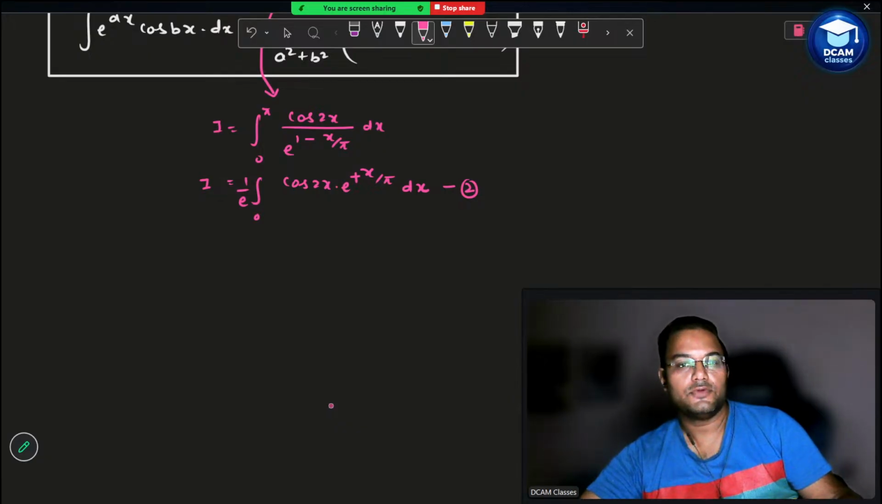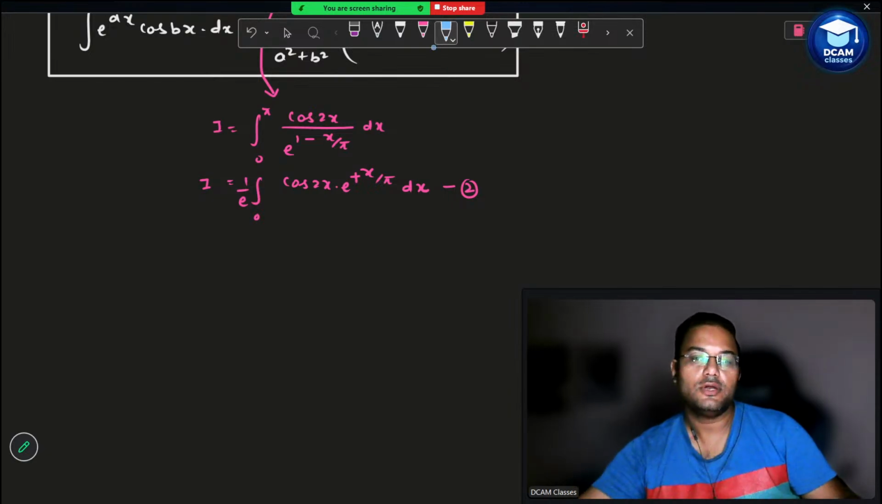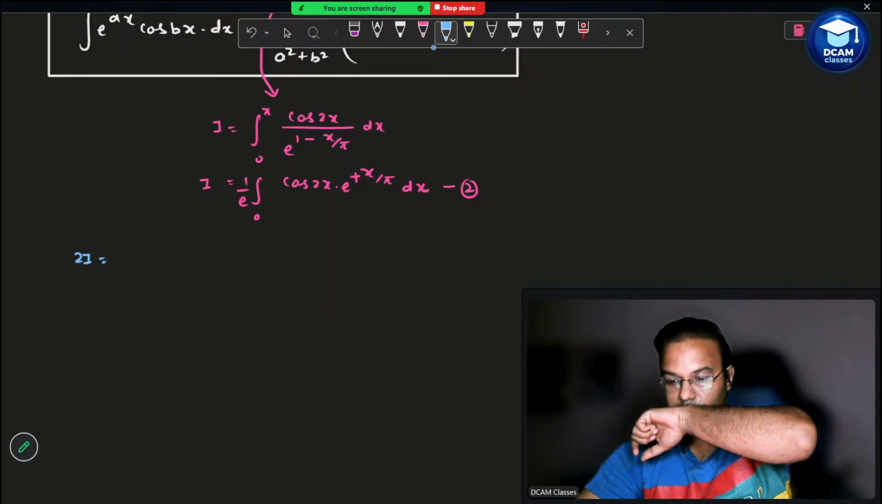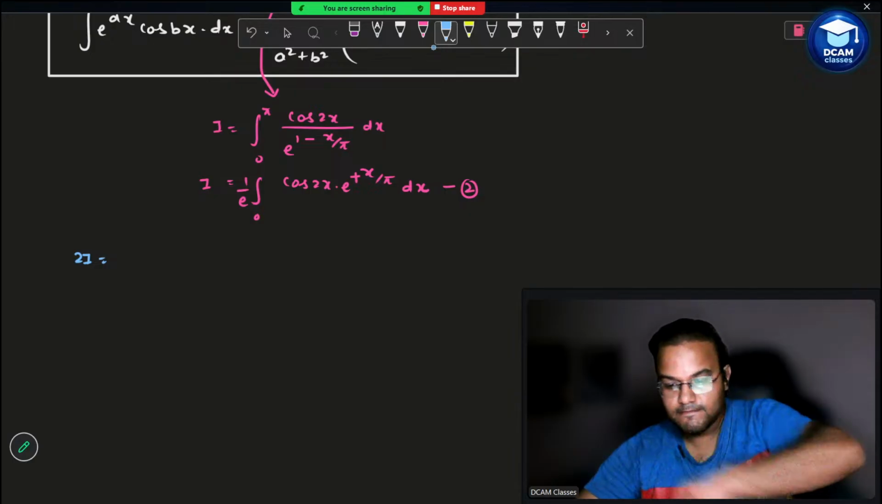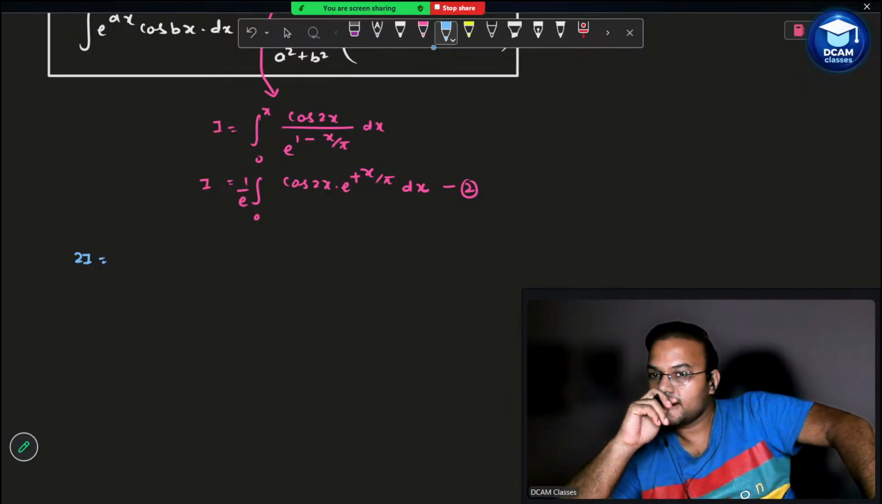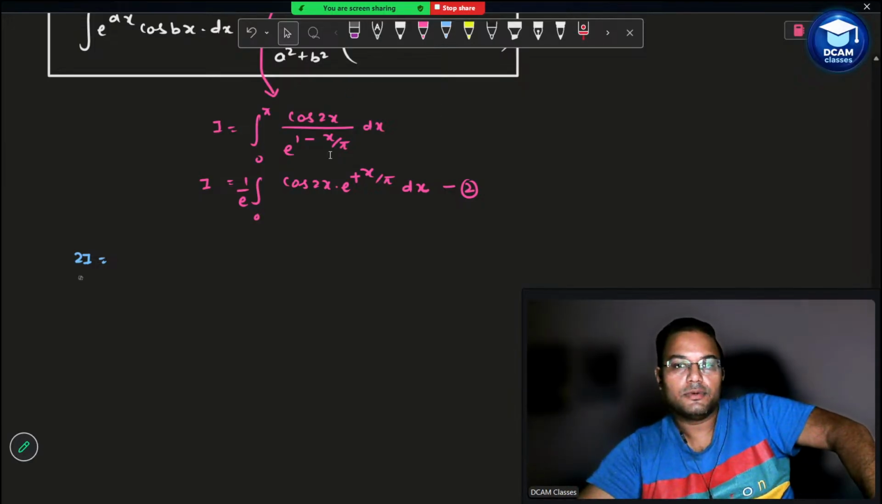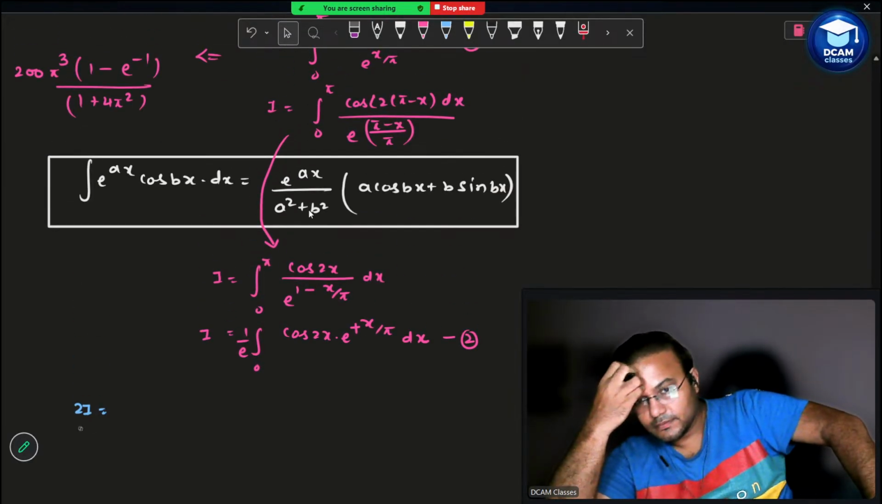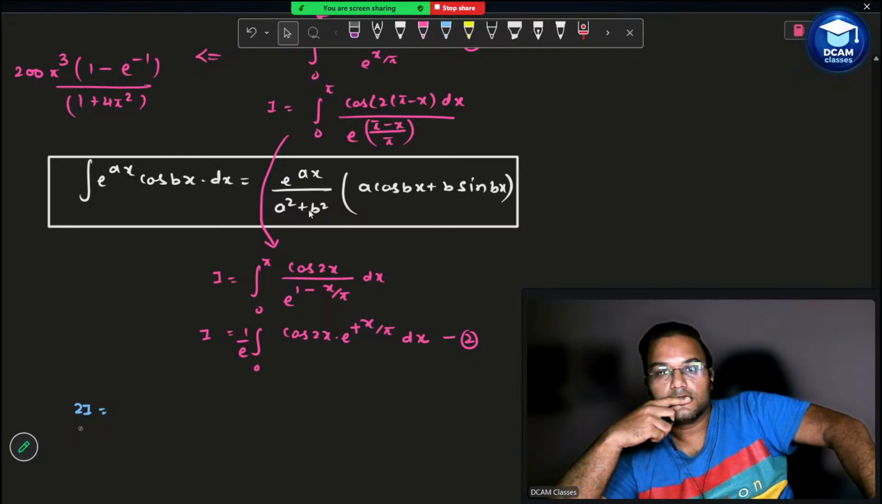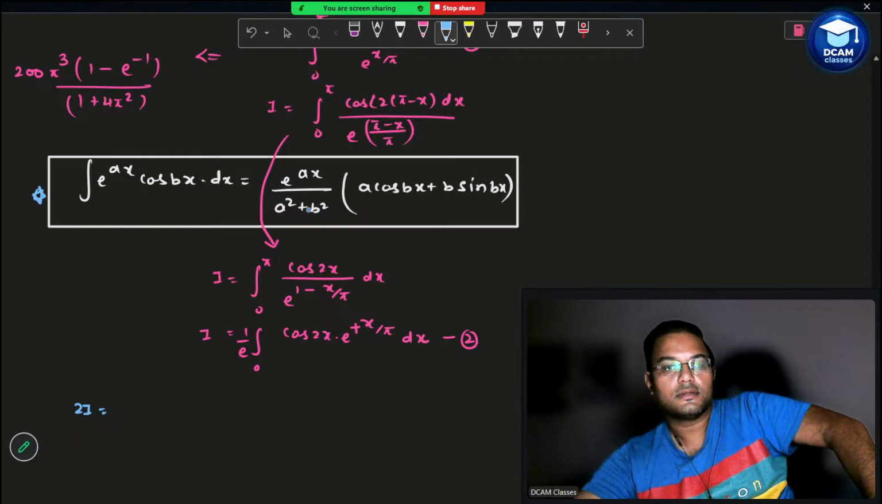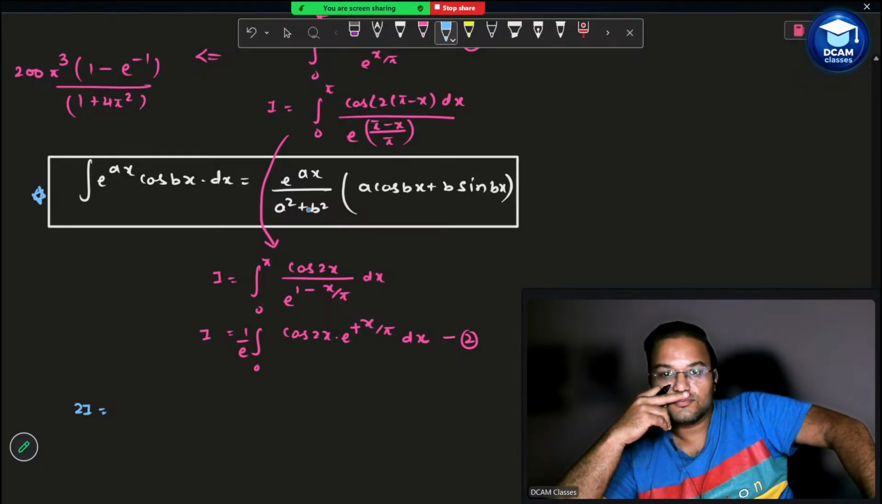Why? Samrat, did you solve it using King's rule only? Using King's rule, you won't be able to solve anything. Sir, there is a formula, right? Like e power ax cos bx. This formula that I've written. Yes, sir. I knew that only.